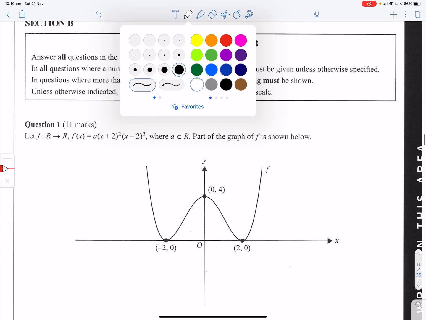Hey guys, so lots of people have asked me to do solutions for the extended response of exam 2 for methods. Here it is.